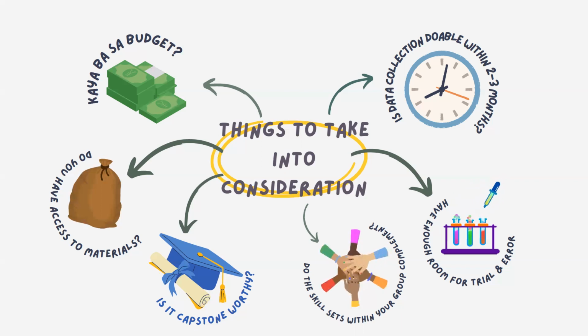Okay? So there is a time limit. You need to plan your data collection well, because your study is experimental and it's a capstone. Can it be done within 2 to 3 months? Those are some of the practical things to take into consideration when it comes to making a research topic.